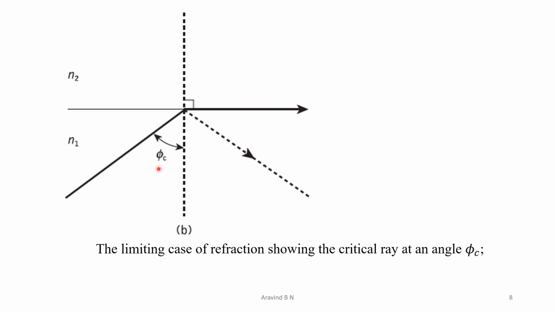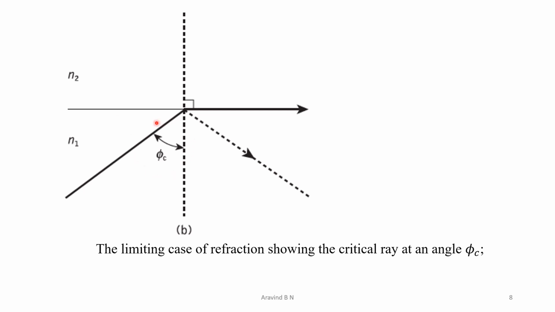Now this particular phi c is what we know as the critical angle. Remembering the definition of the critical angle, in simple terms we say the critical angle is the angle of incidence at which the refracted ray becomes 90 degrees, or it just grazes the interface of these two mediums.